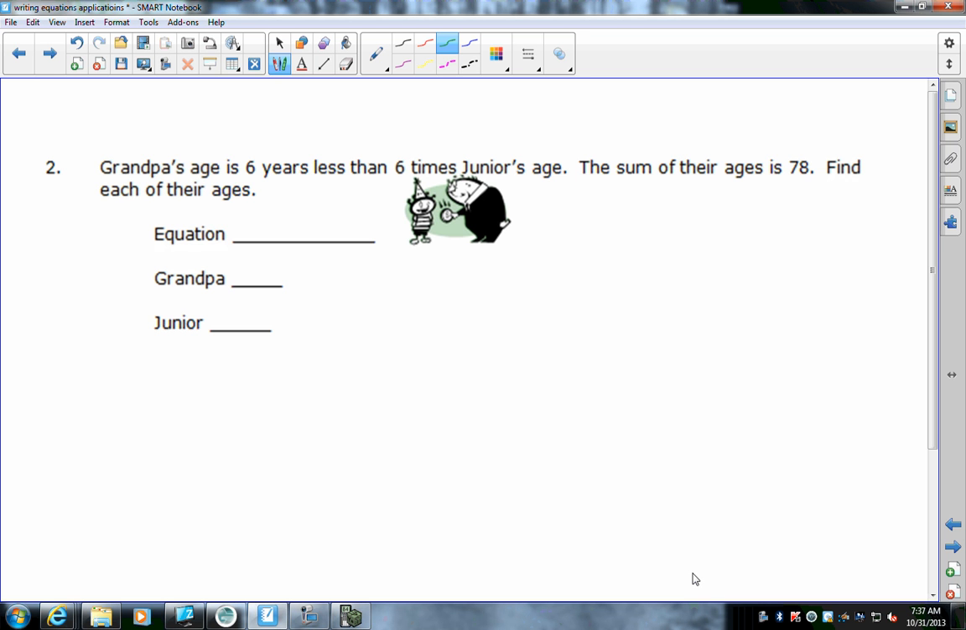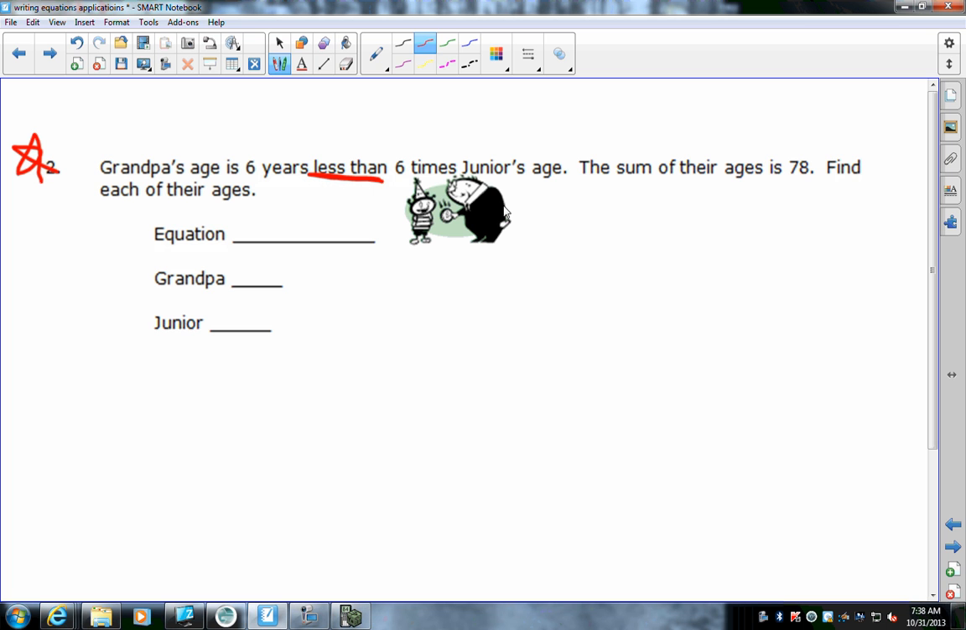Okay, let's look at the next one. This one says Grandpa's age is 6 years less than 6 times Junior's age. The sum of their ages is 78. Find the sum of their ages. Now, I'm going to tell you right now, you better star and highlight this one. You will see this type of phrase in your word problems on your EOC and at different times. This phrase will mess you up. Less than. It says Grandpa's age is 6 years less than 6 times Junior's age.